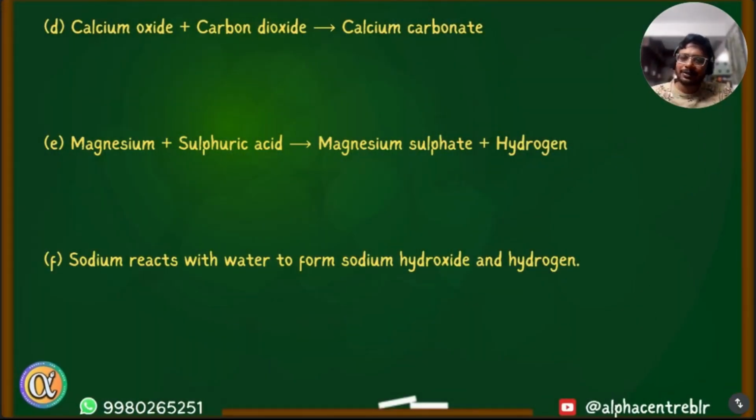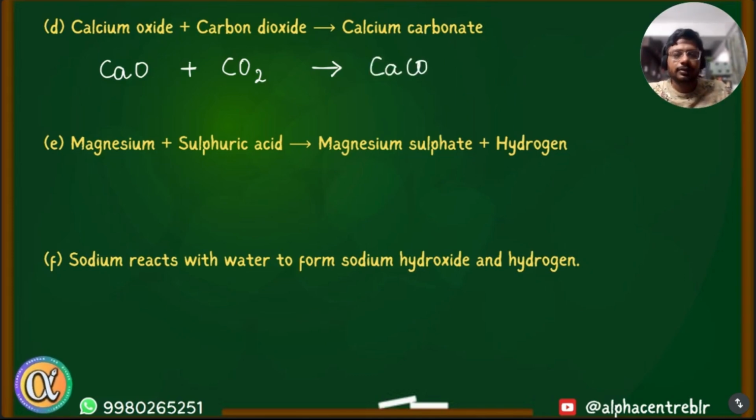Now the final few. Calcium oxide, CaO, plus carbon dioxide, CO2, you get CaCO3. Is that balanced? Can you check once? So it's balanced. It's already balanced.